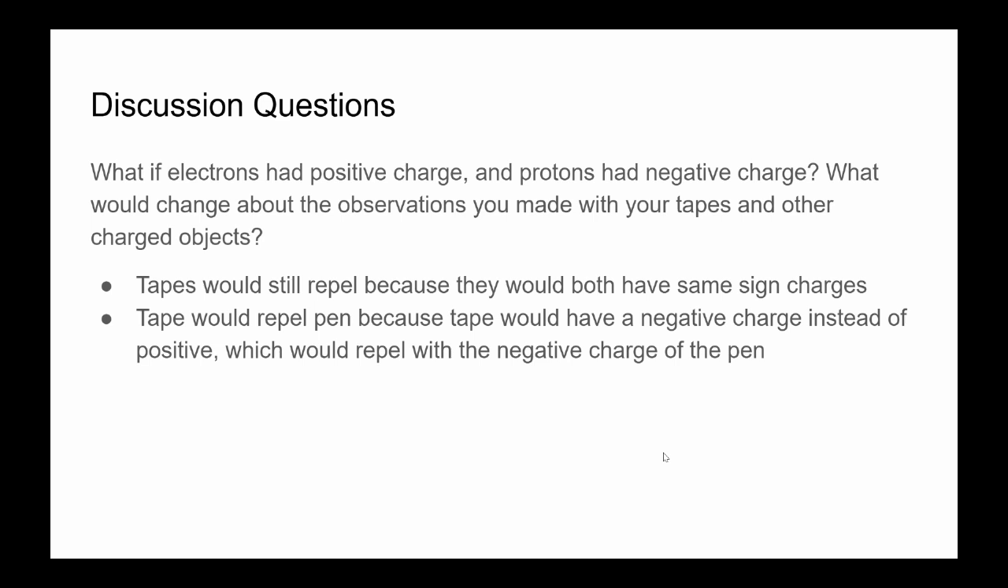And some discussion questions. First, what if the electron had positive charge and protons had negative charge? What would happen to our observations if this was true? The tapes would still repel because they both have the same sign still, except it would be negative. But this time the tape would repel the pen because the tape would have a negative charge instead of positive charge, which would repel with the negatively charged pen.